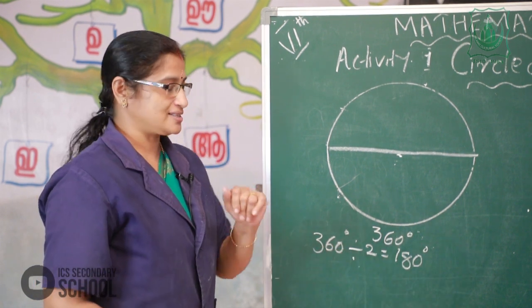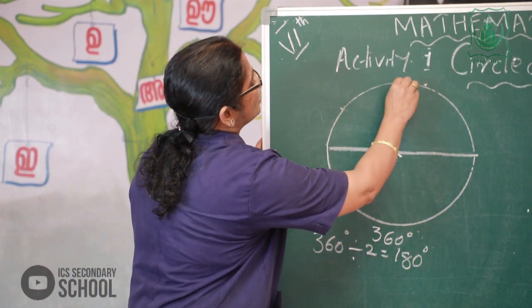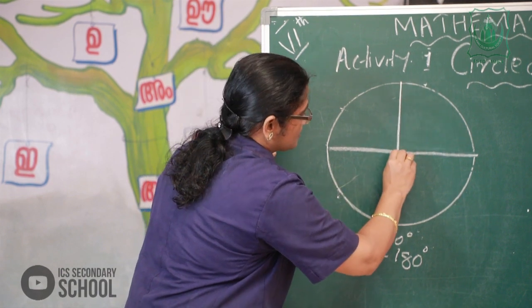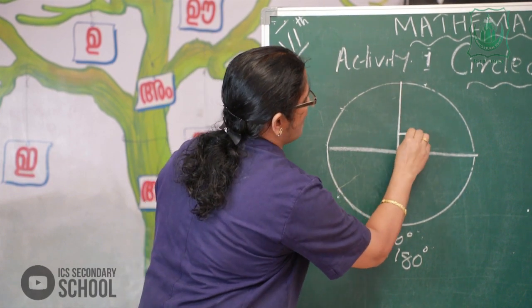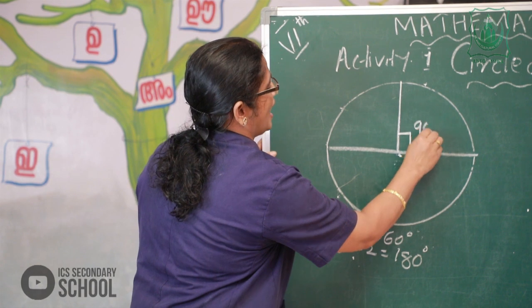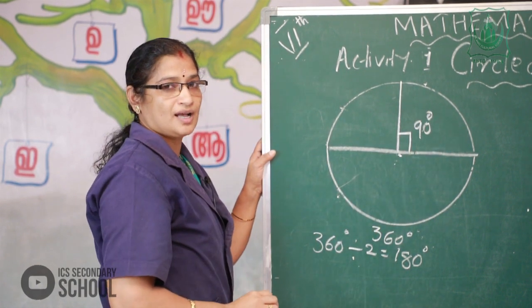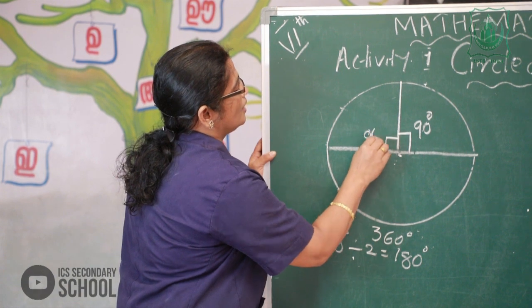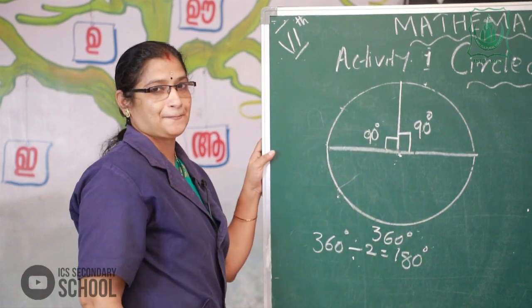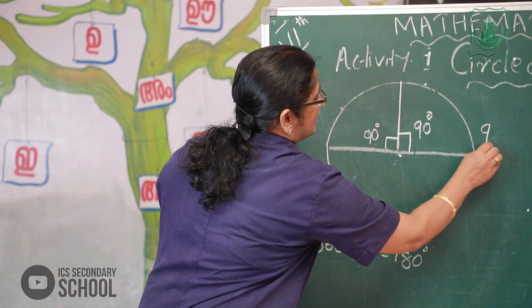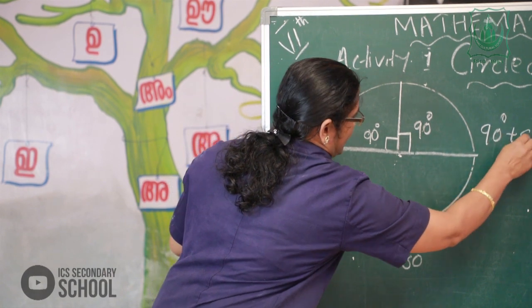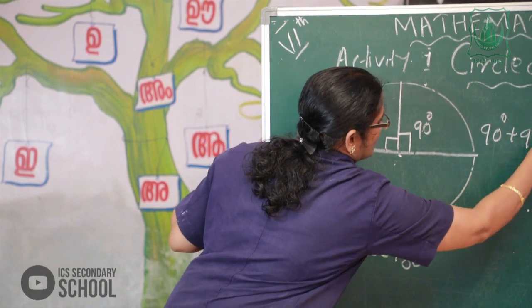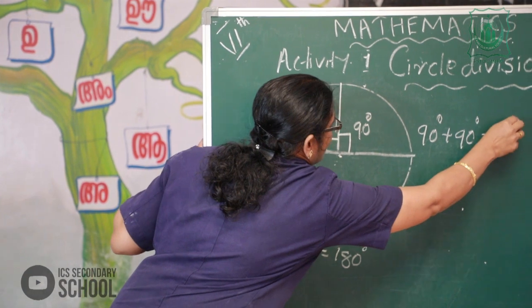Okay, and next, this circle is divided into 4 equal parts. This part is 90 degrees, and this part is 90 degrees, and 90 degrees plus 90 degrees is 180 degrees.